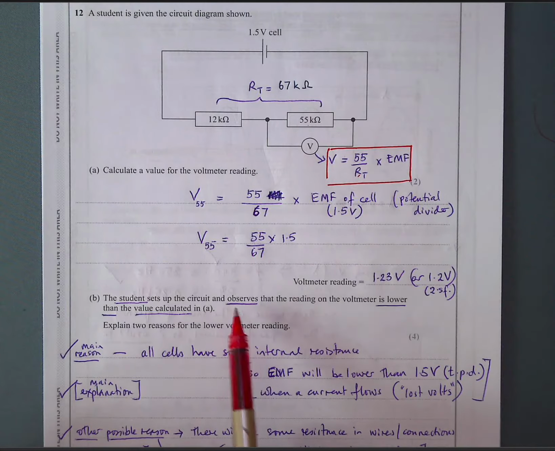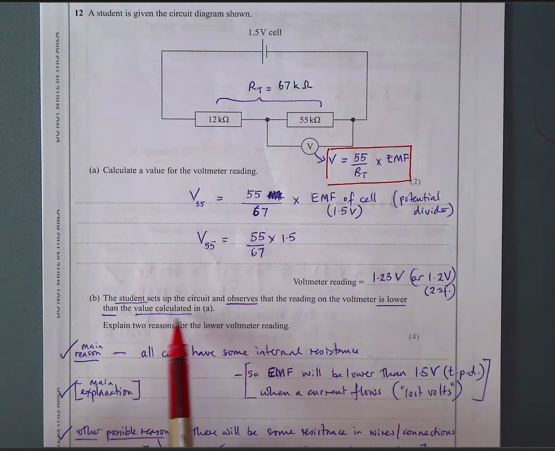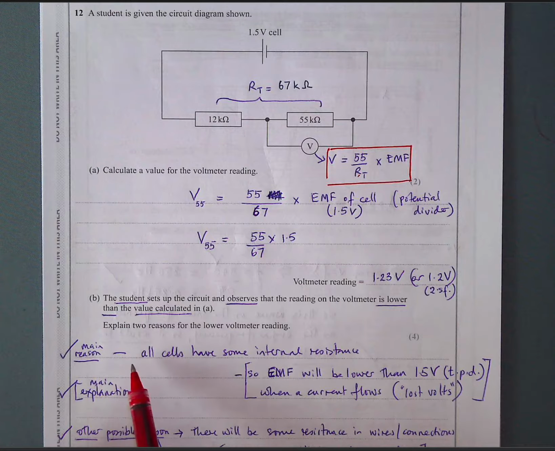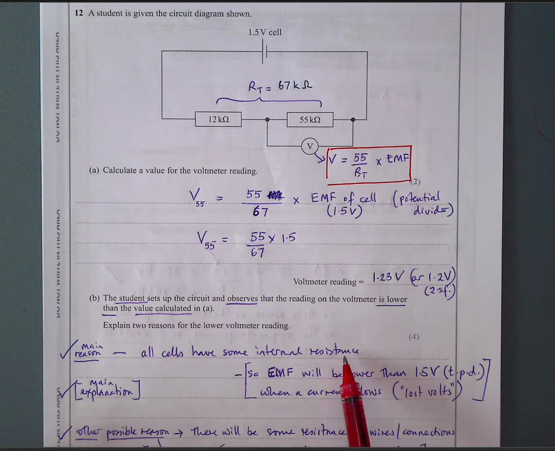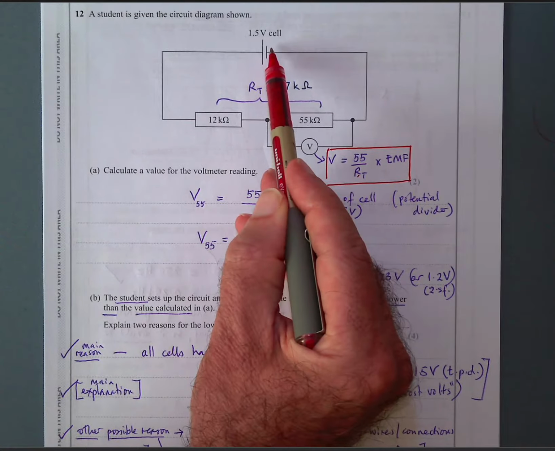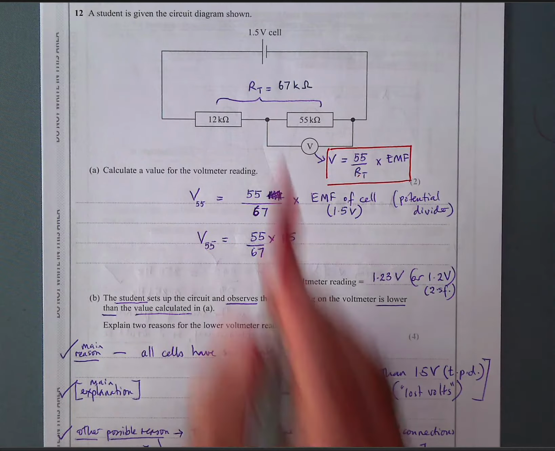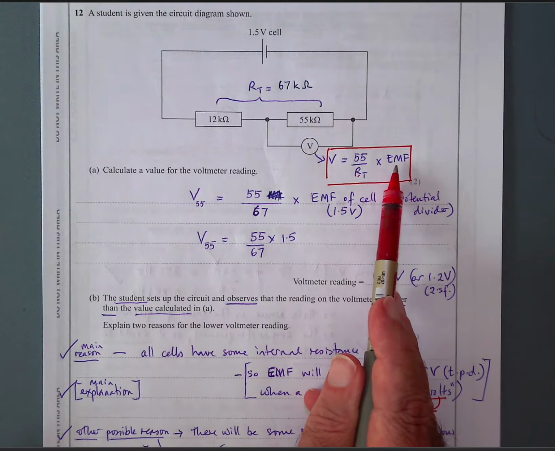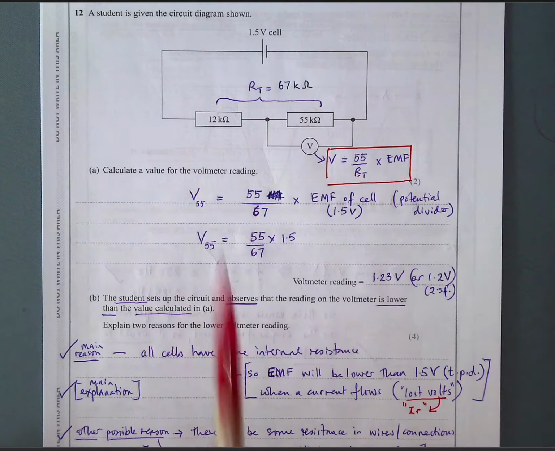The student then sets up a circuit and observes that the reading on the voltmeter is actually lower than the calculated value that we just made. Explain 2 reasons for the lower voltmeter reading. Well, the main reason I would put is all cells have some internal resistance. So when you draw a current, the current goes through all of the circuit, including the cell itself, and some of the EMF voltage is lost volts. Yeah, because the current going through multiplied by the internal resistance will be equal to the lost volts. So you will actually have slightly lower than 1.5. So when you do this calculation here, the EMF will be lower than the 1.5 that's shown on the cell.